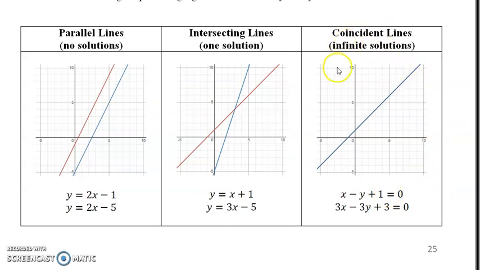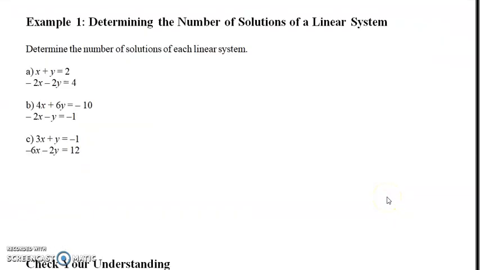And so this is an infinite number of solutions. You don't see a red line here. That's because it's underneath, right? So these are overlapping lines. So there's an infinite number of solutions because the equations can be rearranged to equal the same thing, right? Okay? So let's look at the first example.